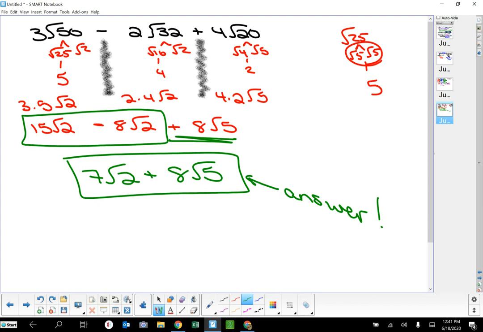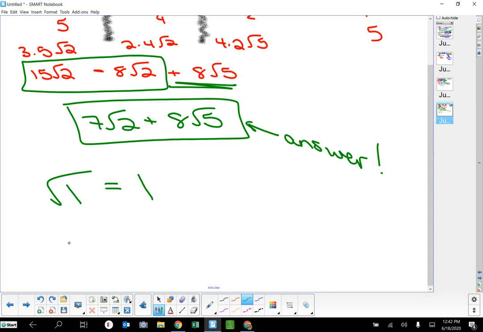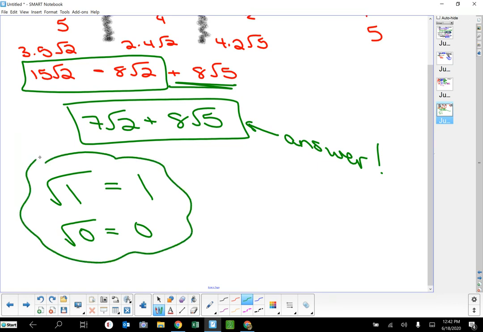Also, just as a side note, I thought of this while I was talking. If you ever have the root of 1, that is actually 1. So make sure you're simplifying those. And if you ever end up with a root of 0, that literally is 0. So if you had to multiply that by anything, you would still end up with 0. So make sure that you're simplifying these if you see those.